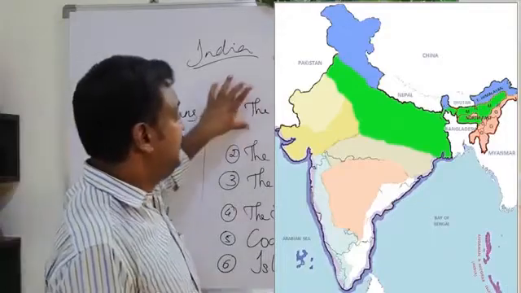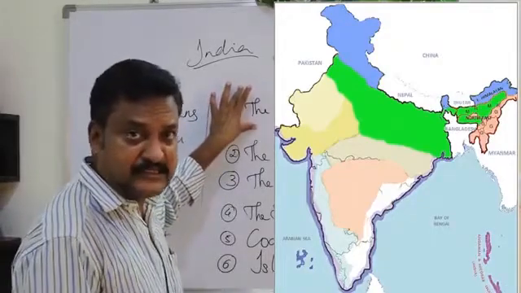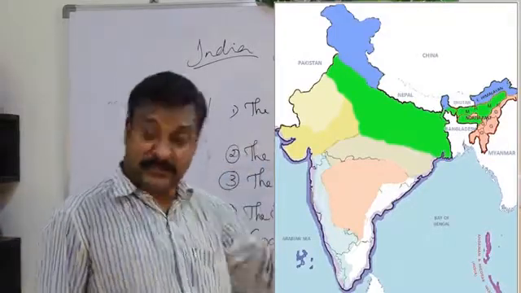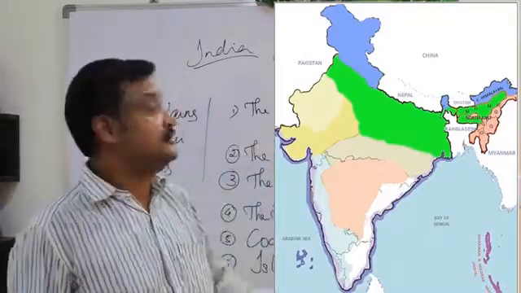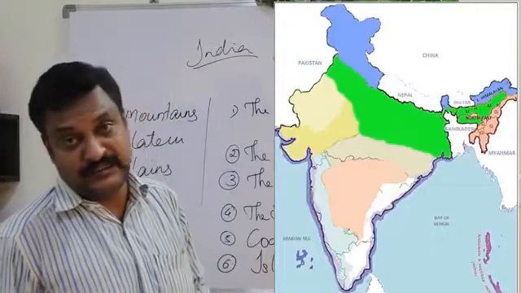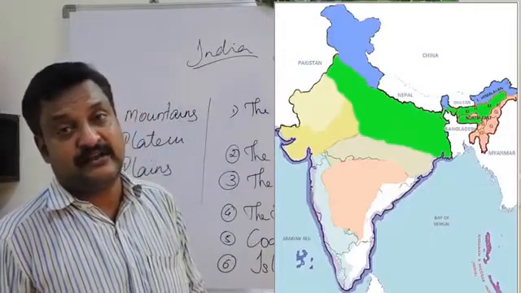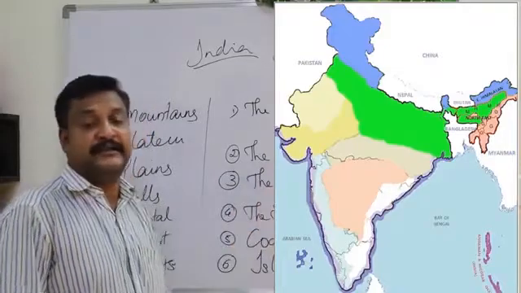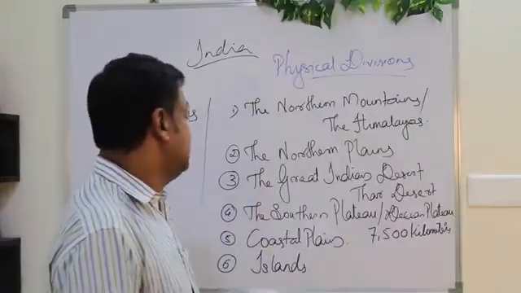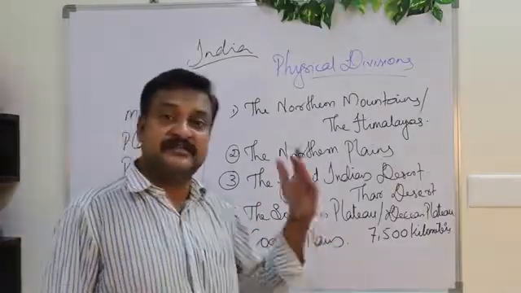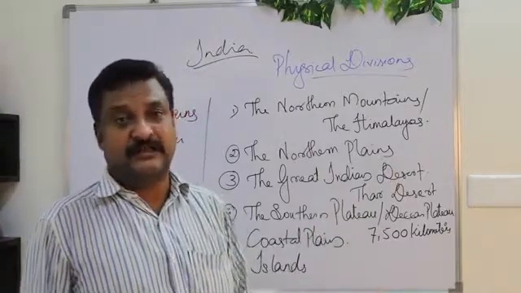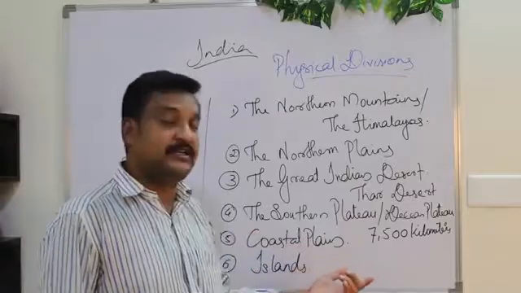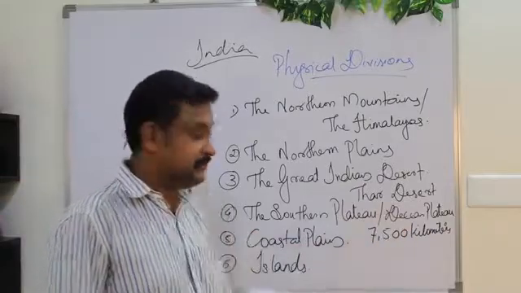In the north, we have the northern mountains or the Himalayas. Just below that, we have the northern plains, which are basically formed by the rivers that come from the northern mountains. Then on the western side of this northern plains, we have the Great Indian Desert or the Thar Desert. Then the southern region is a plateau region, which is a raised landform. It's known as the Southern Plateau, or it is also called the Deccan Plateau.